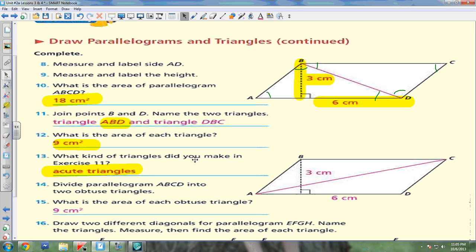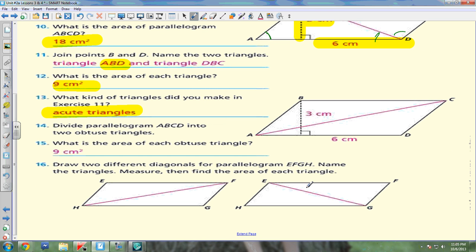What kind of triangles did you make in exercise 11? Again, looking at the insides. Those are all acute, so it would be acute triangles. And then that's having you do the exact same thing for 13, 14, 15, and 16.